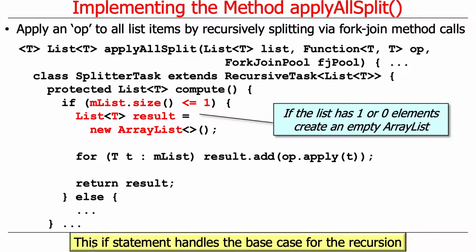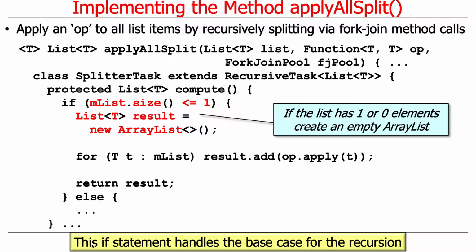The first thing that SplitterTask's compute method does is it has the base case for the recursion. I'm sure you all remember recursion, where you have a base case where you check to see if you're done, and then otherwise you have a recursive case where you split things up and work on different parts. So what we're going to do here is check to see if the size of the list that we have at the moment is less than or equal to 1.